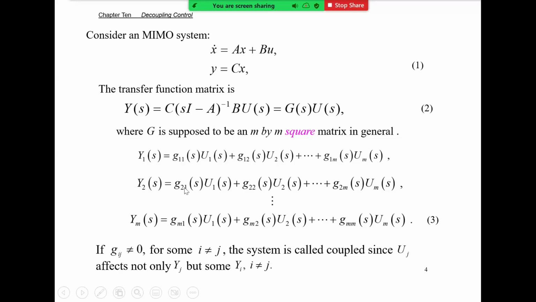That's what we call a coupled system. If we look at this matrix, at those Gij non-diagonal terms, if any one of them is not zero, the system is called coupled, since the j-th input will affect not only the j-th output, but also the i-th output. So one input may affect multiple outputs.